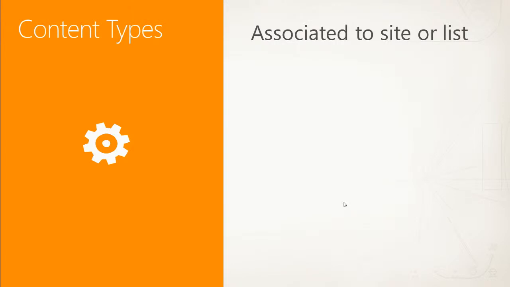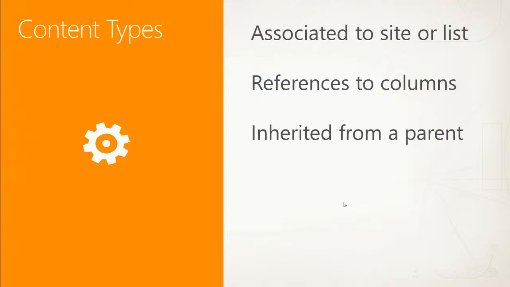But the key thing to know is it's something that you can associate at a site, so site collection or site, as well as at a list level. Again, they have references to the columns, so they actually have a pointer back to the column that is being used. They always inherit from a parent. So SharePoint has a number of base content types, right? A document, an item, a blog post, a wiki, etc. When you're creating a custom content type, you're always inheriting from something. But you can also, as you saw in my example, inherit from your own content type.